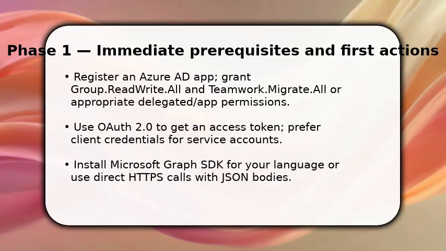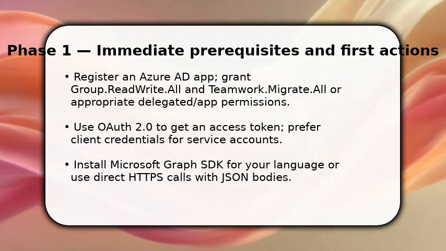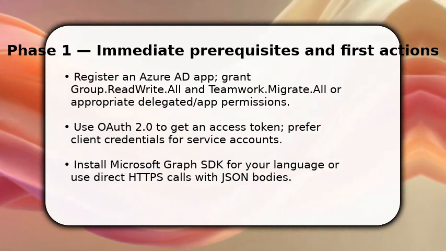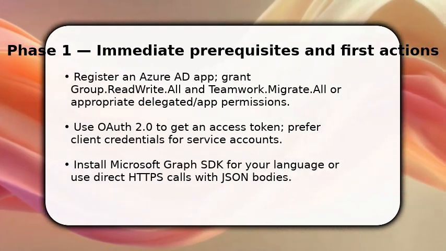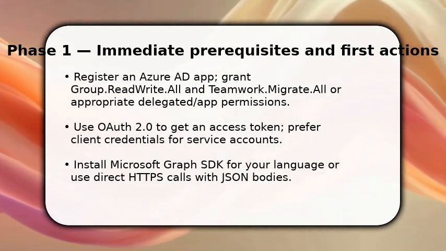You will start by prepping Azure and credentials. Create an app registration and assign exact Graph permissions. This lets your code modify teams. Once done, request an access token via OAuth 2.0. Use client credentials for backend scripts.